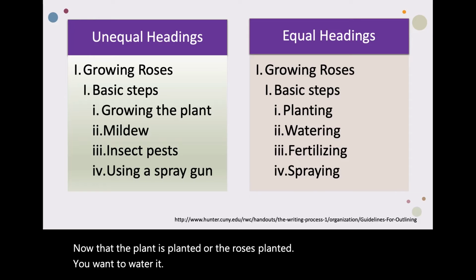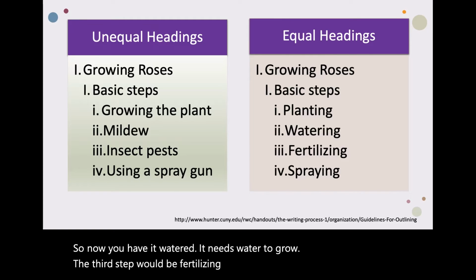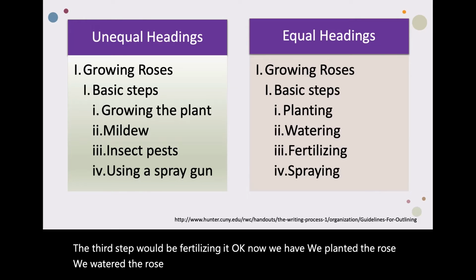Okay, so now you have it watered. It needs water to grow. The third step would be fertilizing it. Okay, now we planted the rose, we watered the rose, we fertilized the rose, and you want to keep it safe. You want to spray the roses.